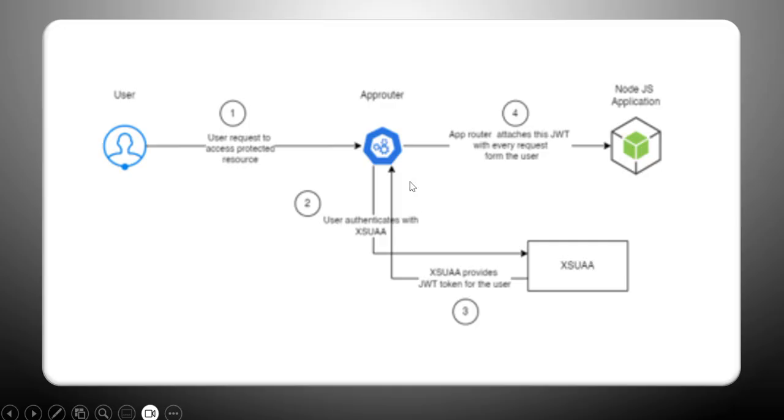Then the app router attaches the JSON web token to every subsequent request it forwards to the Node.js application. The application verifies this web token. If it's valid, the application sends the requested resource to the user.